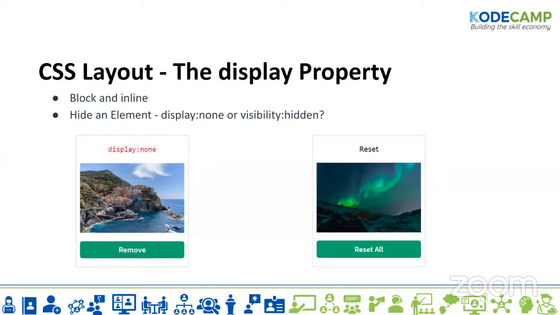But a block level element pushes the next one to the next line. So if you do an H1, it fills the entire space. If you want to put another element, it now goes below that one. So it's one over the other, one over the other. Then with the display property, you can hide stuff. You can use a display of none or visibility of hidden.